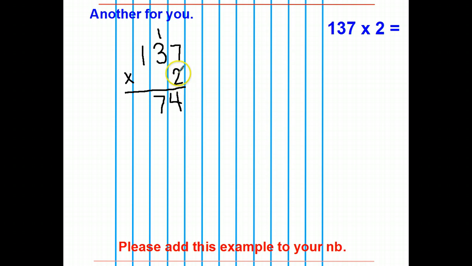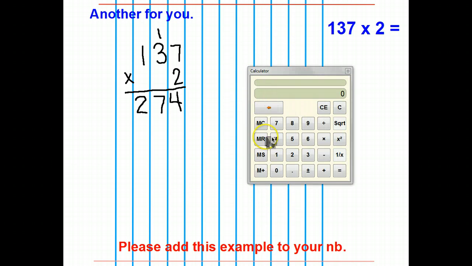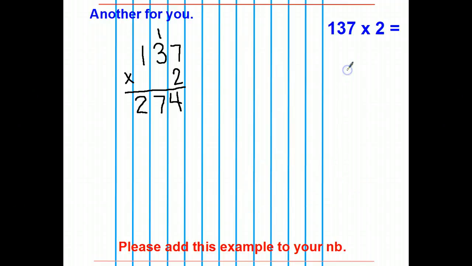Your last step was to take your ones and multiply it times hundreds. 2 ones times 100 gives me 200. And so I have a final answer of 274. Let's check it. Okay, let's take our 137 times 2. Sure enough, 274. Now with me just taking 137 twice, I could have just added 137 and 137 to check. That works too, when the numbers are small.